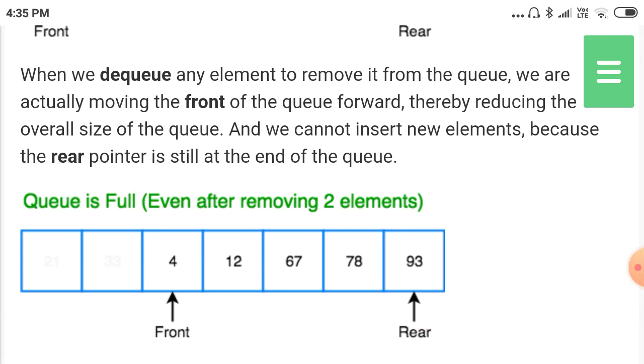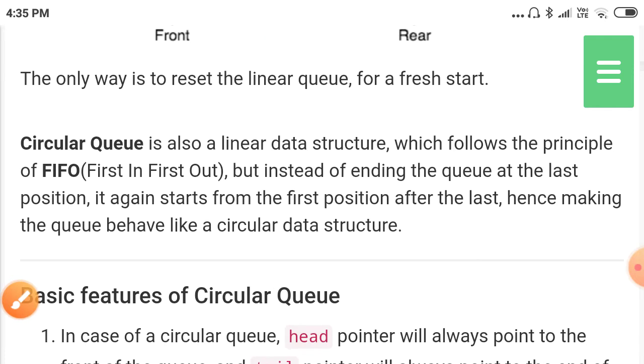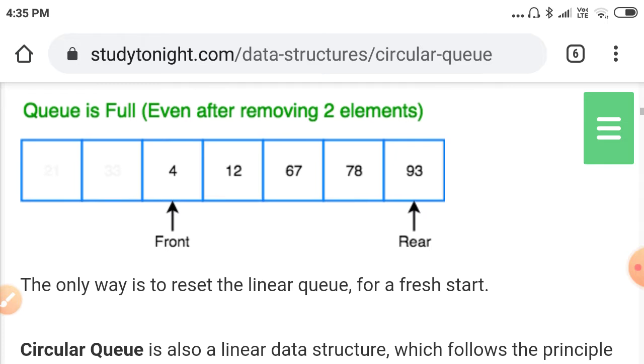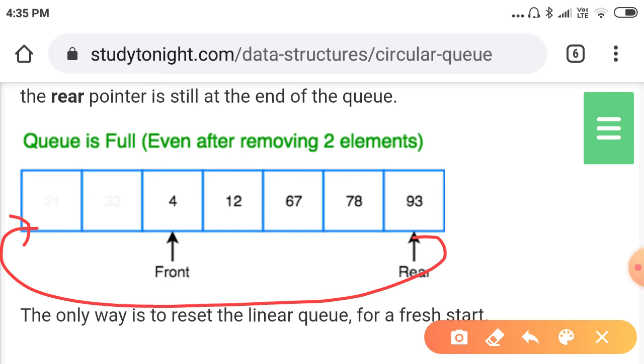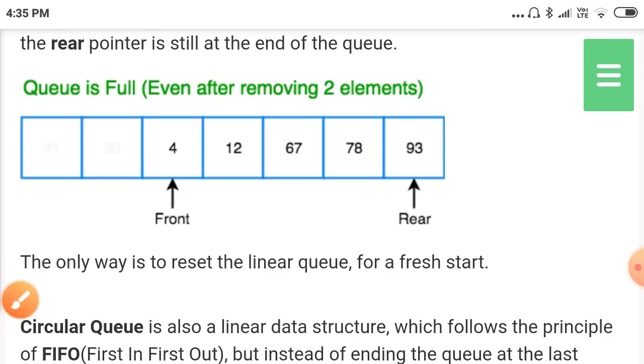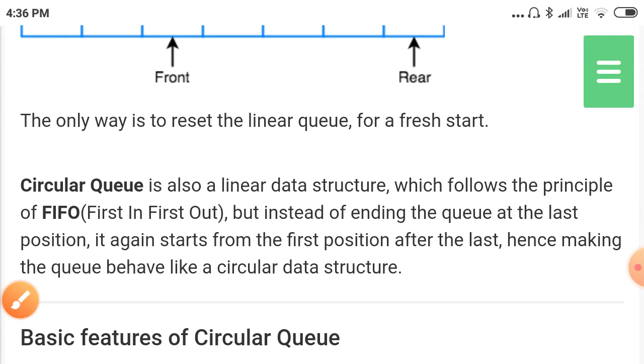To eliminate this situation, we have to reset the linear queue. That is, whenever the rear reaches the maximum, it has to start from here; the rear should point to the first location. That can be done by using the circular queue only. Okay, so now what is a circular queue?